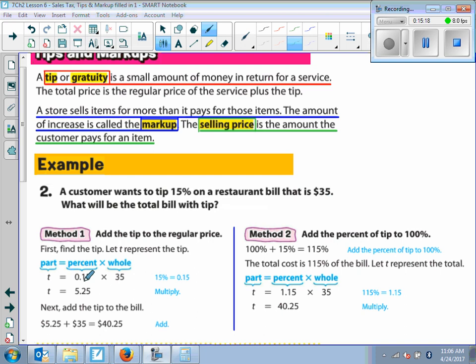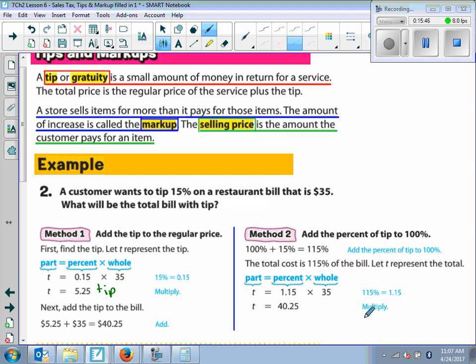Then you can write your percent equation, so that's going to be T is equal to 0.15 times 35, and you get $5.25. That's the amount of the tip. Now, once you find the amount of the tip, you have to add it to the total bill. So that's $5.25 plus the $35. So you're going to be paying $40.25.